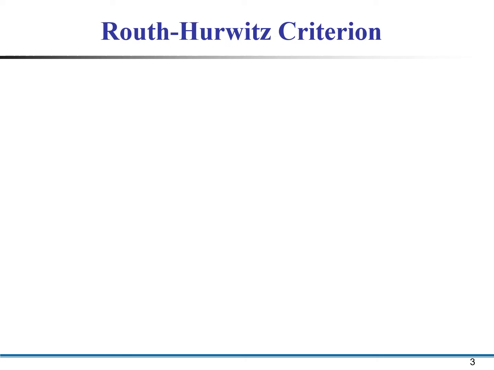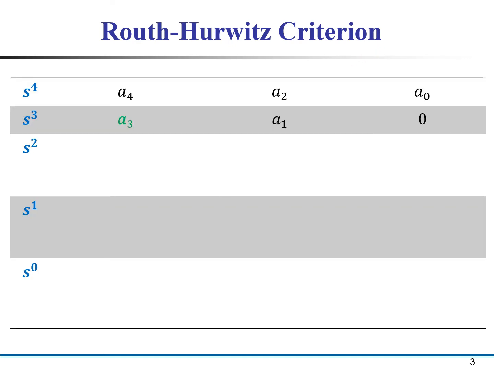On this slide we will show the arrangement of the coefficients, how the polynomial coefficients are arranged to determine how many poles are in the right half S plane. Initially, from the previous page we copied these coefficients in the same way. Here we see now how to arrange them.